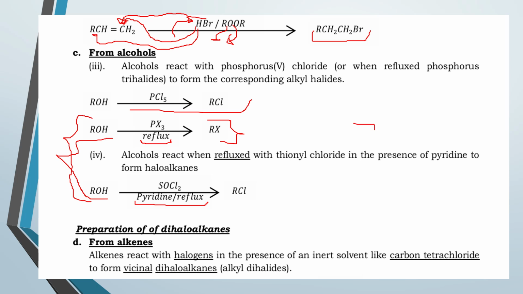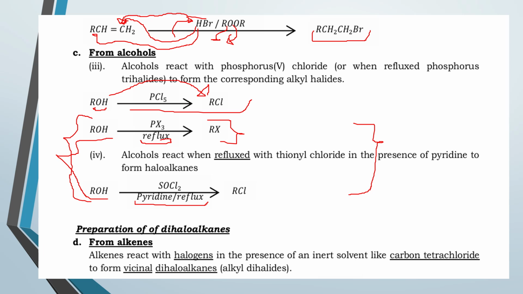However, I address them simply because they will be marked in UNEB, but the moment you use reflux, you'll be penalized almost 4 marks. And that's quite dangerous. So we shall be going with phosphorus pentachloride, which does not require a condition, but rather it replaces the hydroxyl group with the halogen atom for us to get our alkyl halide.